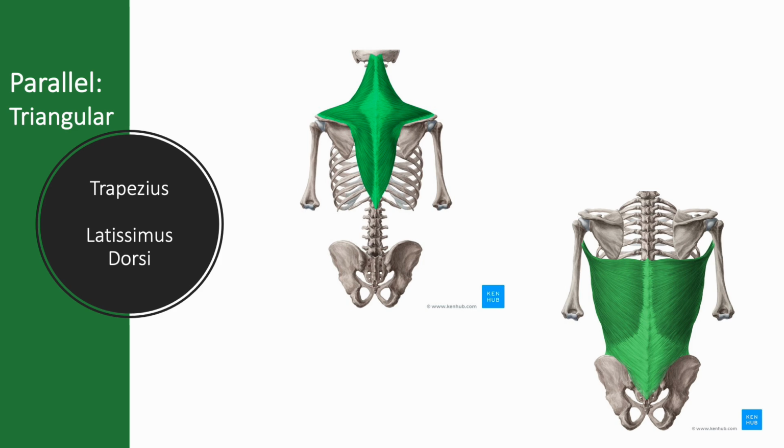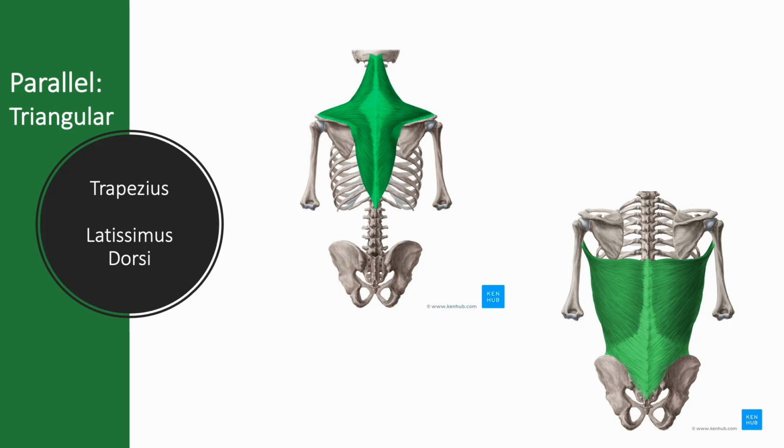The broad origin point of the traps is the spine and base of the skull, and then we have the insertion, which is the shoulder, which is the acromion and the clavicle. And so it looks like a shawl over the shoulders, and that's a really good way to remember it, to know exactly how much of that it covers.